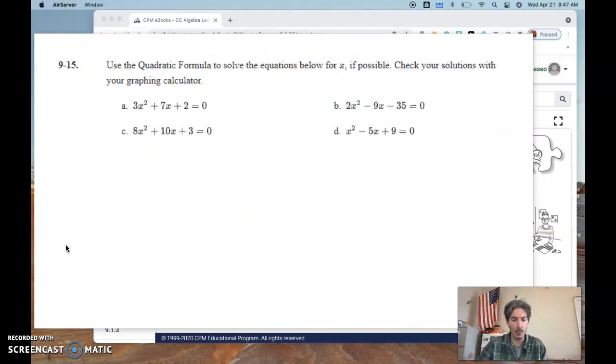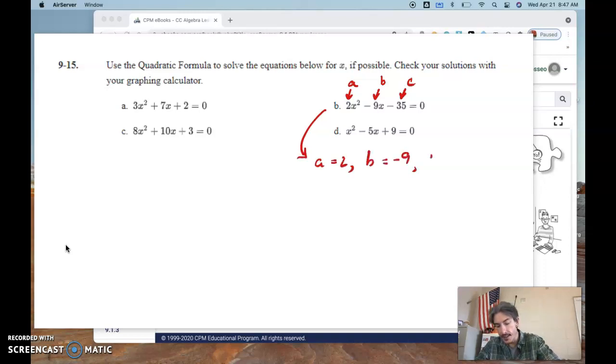I'm going to show you an example where we do not have a coefficient of 1 for the a value, and I'm going to do so with letter B here. Letter B, I've got an a value of 2, I've got a b value of -9, and I've got a c value of -35. Now this is already equal to 0, so I'm already in good shape. Let's tackle B here. A is 2, B is -9, and C is -35, okay?